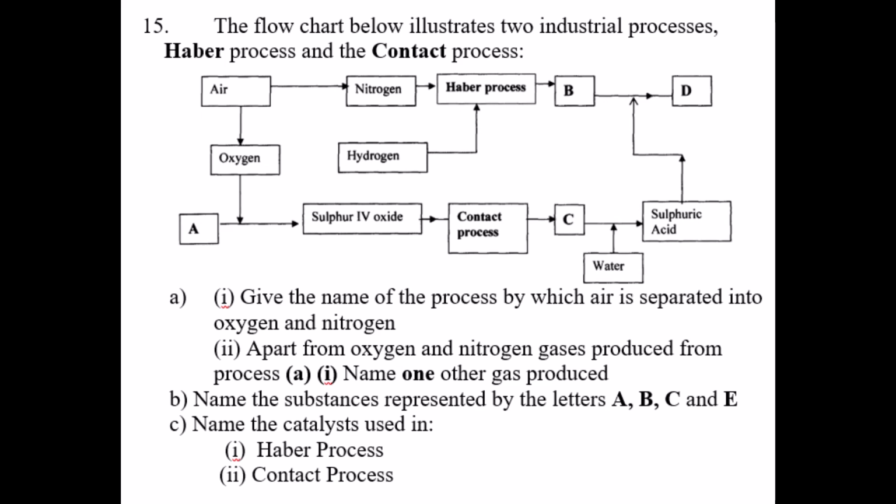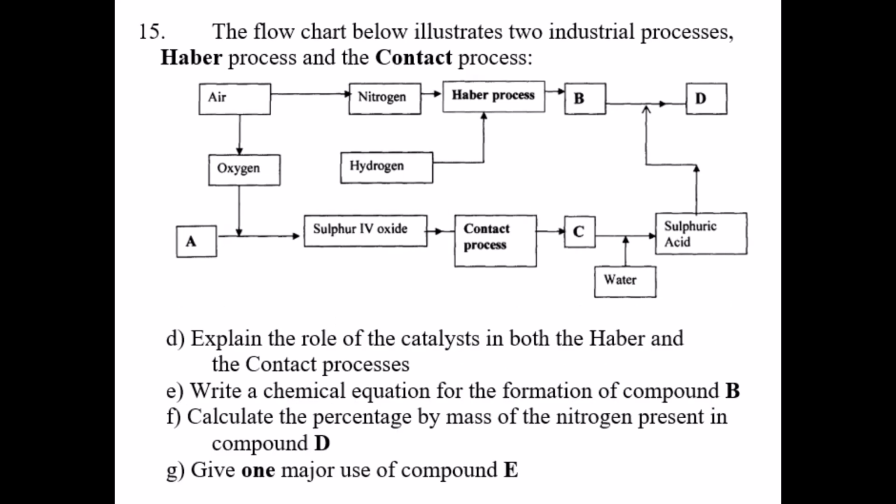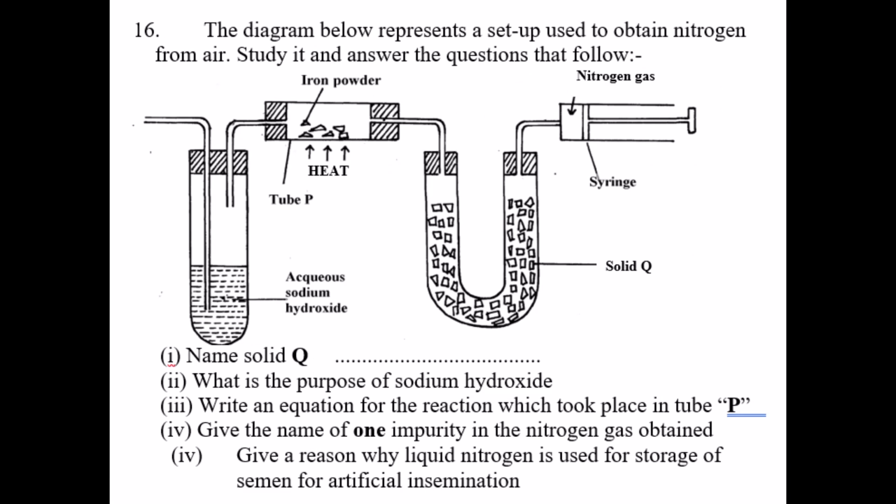As you can see in this one, you can have a flow chart that combines several processes, like this one combines Haber process and contact process. So kindly study it. As you can see, it continues there. Part D, E, F, and G are very nice, long structured questions that you can study, and they will help you cover quite a big area.